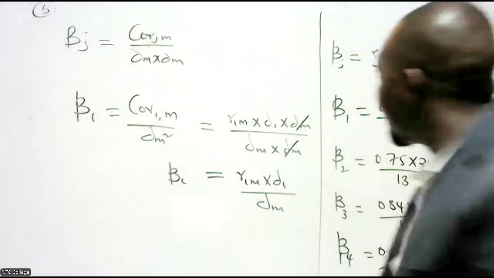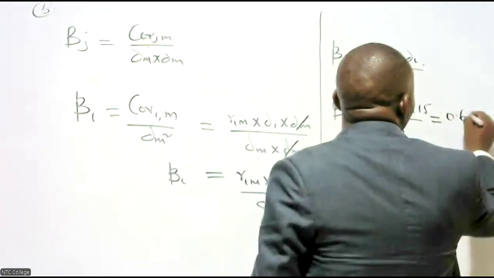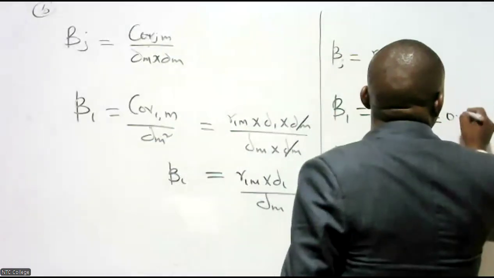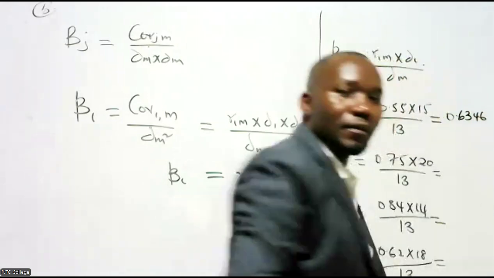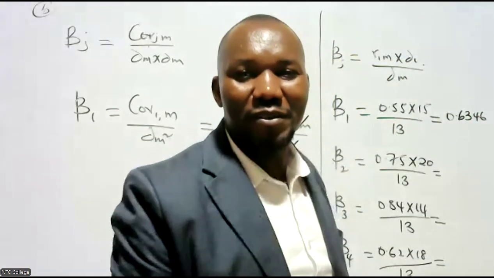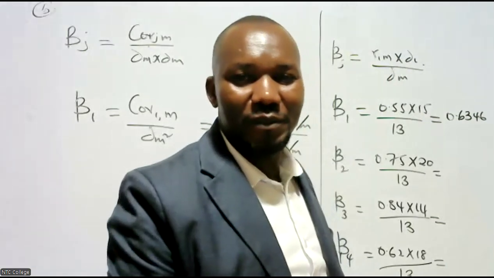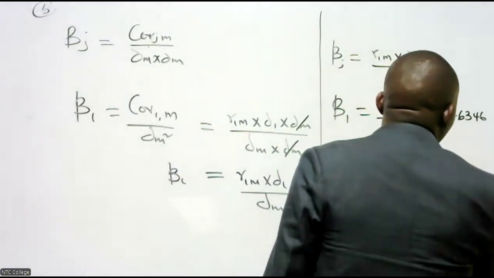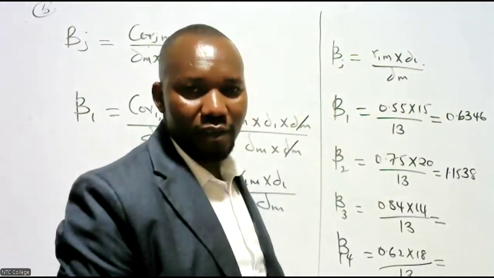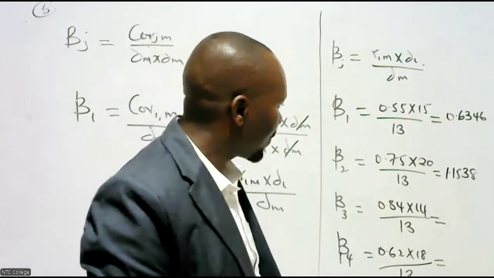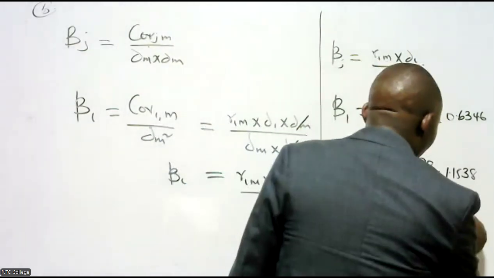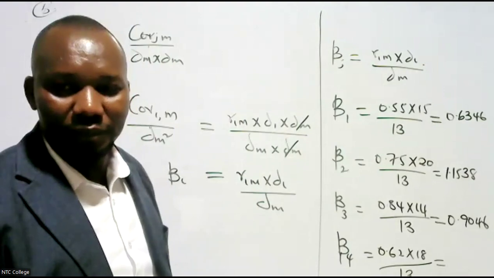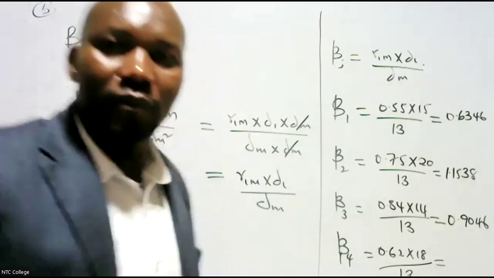The first one, 0.6346. Thank you. 1.15. You are reading at the same time. Sally, read the next one. Okay, 1.1538. Okay, Sally. 0.9046. Violet, give me the last one. 0.8585.